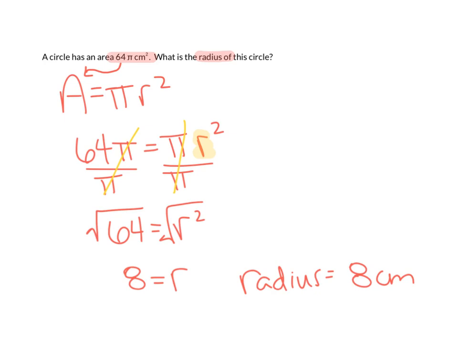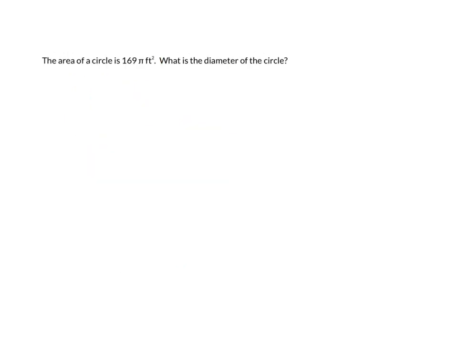It looks like we have one more example to look at here. This one is also dealing with area, but now they want the diameter. So we're going to have to do a little extra step at the end. It's going to be very similar to what we just did. We already know the area. The area is 169 pi feet squared, but they want the diameter, not the radius. So here's what our plan of attack is going to be. We're going to use the area to find the radius first, and then we're going to double our radius to get our diameter. We know that diameter is twice the radius.